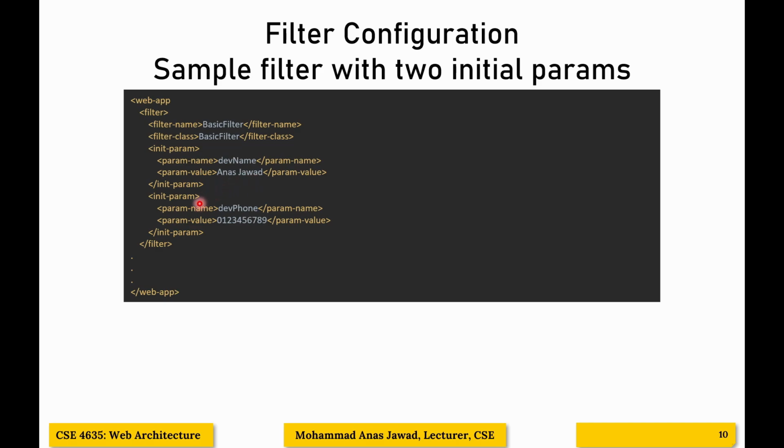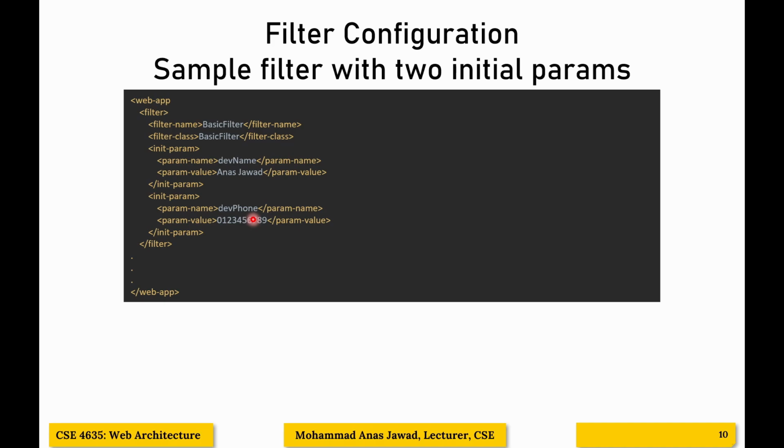Similarly, we are defining another initial parameter through this init param element again. In this case, the name of the parameter is devPhone, and the value of the parameter is 01234, and so on. So in this way, as you can see, we can use this init param element as many times as we want inside the filter element to define any number of initial parameters for that filter.